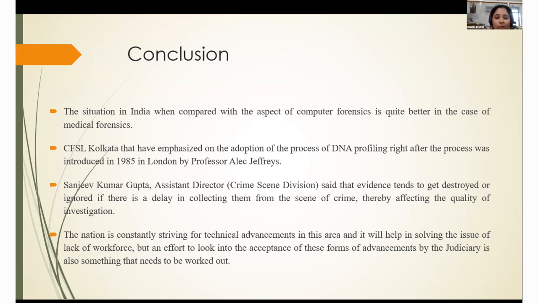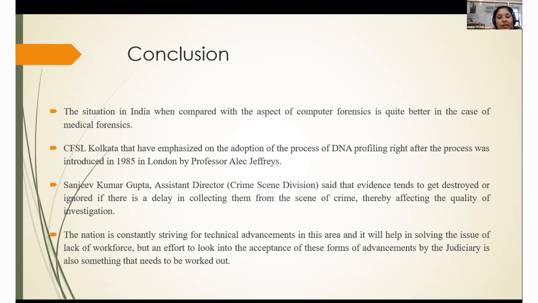Again, the assistant director, Mr. Sanjeev Kumar Gupta, said that usually the evidence tends to get destroyed or ignored because there might be a delay in the collection with respect to the crime scene, or this might delay the investigation, and it might degrade the quality of the investigation.